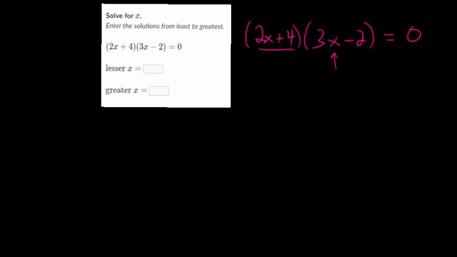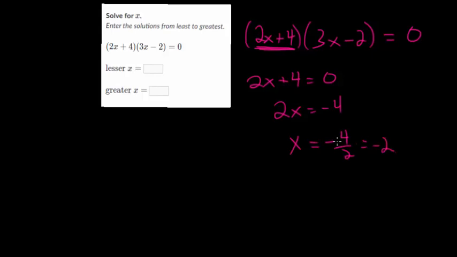But until you feel comfortable doing that, what I would recommend is just the straightforward way of solving this. Just say that this entire expression here is 0 and then solve. So subtract 4 on each side, you get 2x is minus 4. Divide by 2, you get minus 4 over 2, which is negative 2. And you can check it. If you plug in negative 2 here, you get minus 4 plus 4, which is 0. So this is one of our solutions.